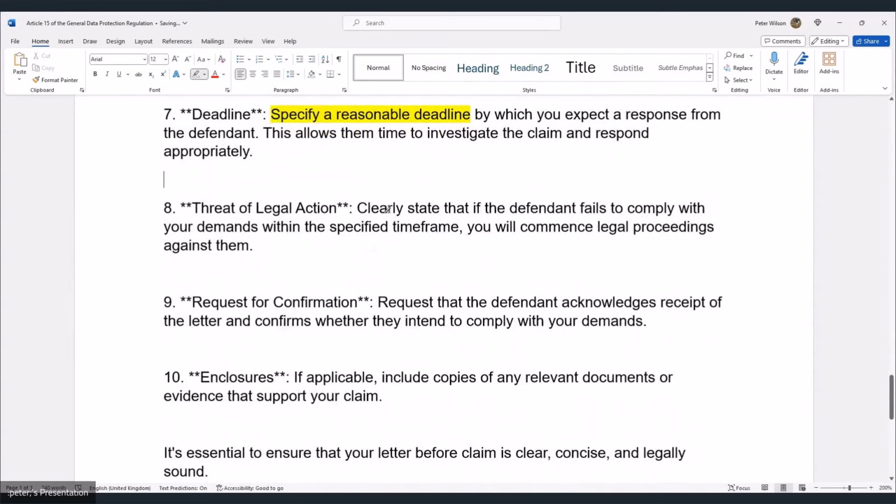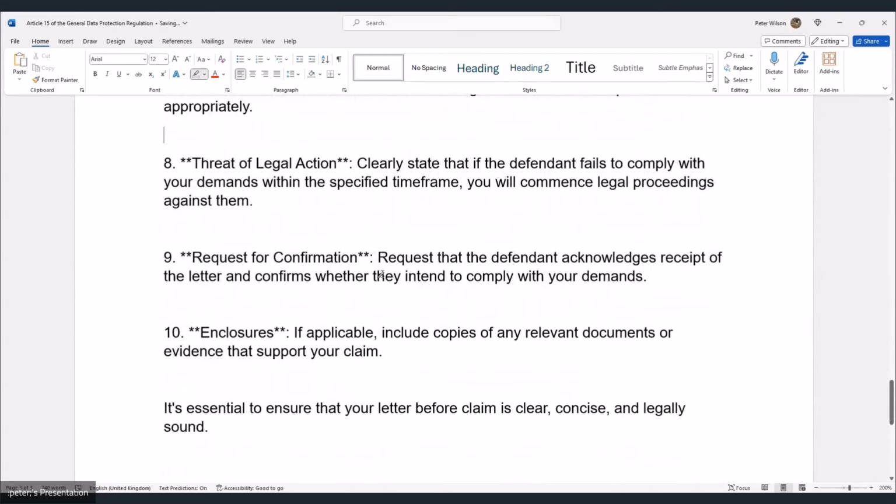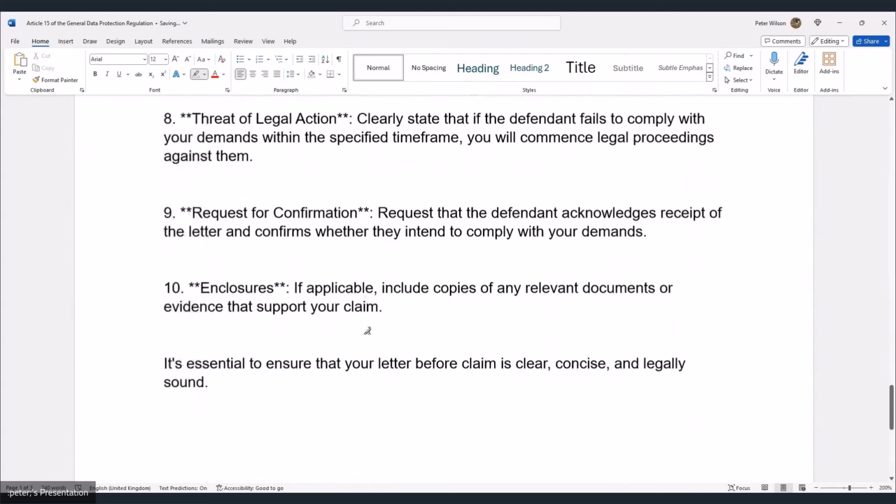Threat of legal action. Clearly state that if the defendant fails to comply with your demands within the specified time frame, you will commence legal proceedings against them. Request for confirmation. Request that the defendant acknowledges receipt of the letter and confirms whether they intend to comply with your demands. Enclosures, if applicable: include copies of any relevant documents or evidence to support your claim.